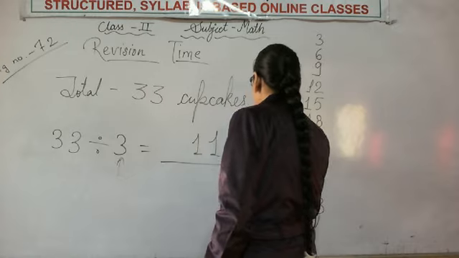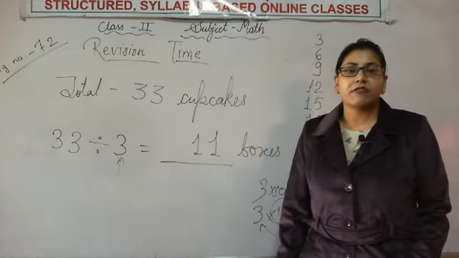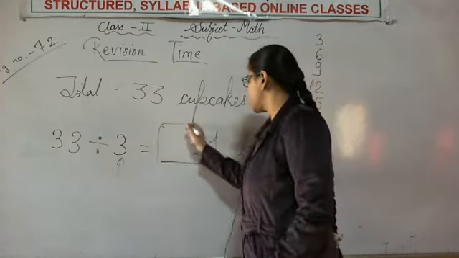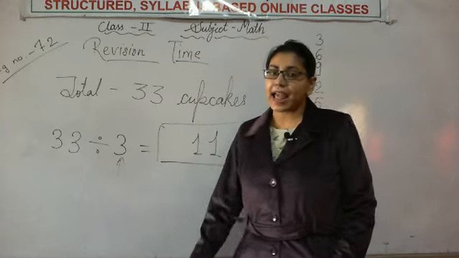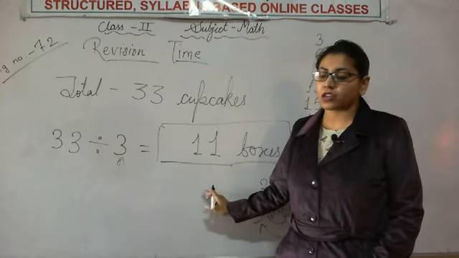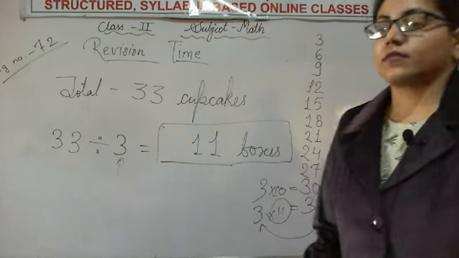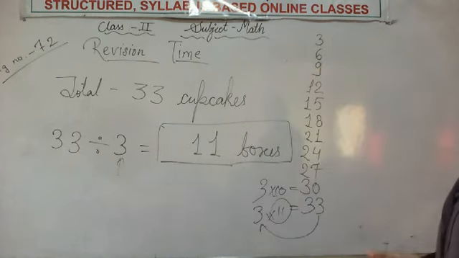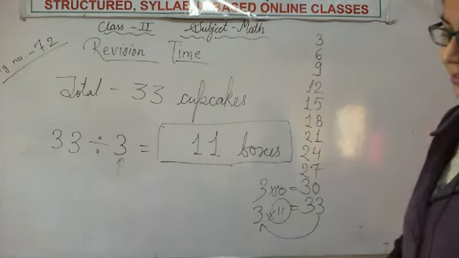So in the first blank, you will write 11 boxes. This much you need to write. All of you write 11 boxes in the first blank.